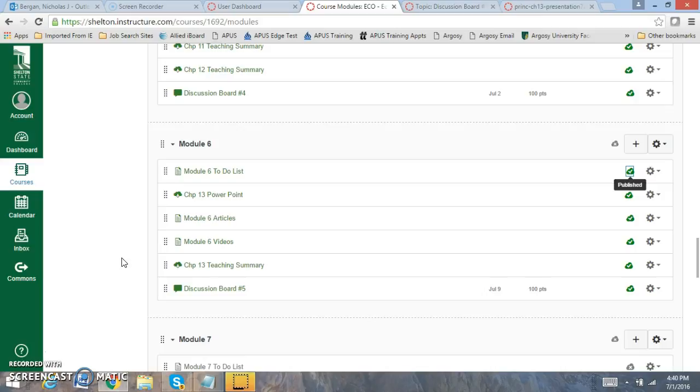For Module 6, you're going to be reading Chapter 13, Discussion Board number 5, and Aplia work as well. You'll notice that Module 6 is going to be the foundation of the market structure, so it's very important to understand the role of production costs to ensure that you understand how production costs will influence a business and the decisions that they have to make.